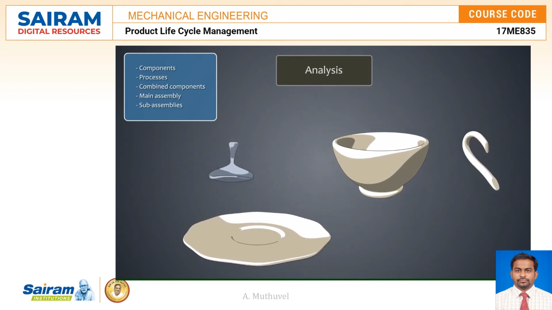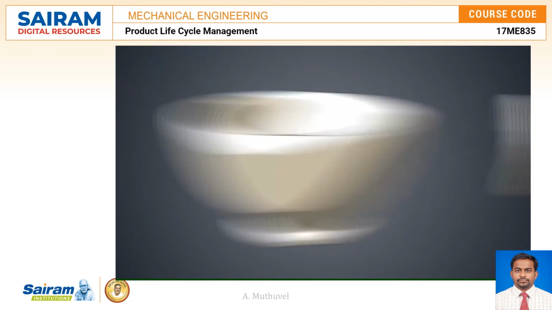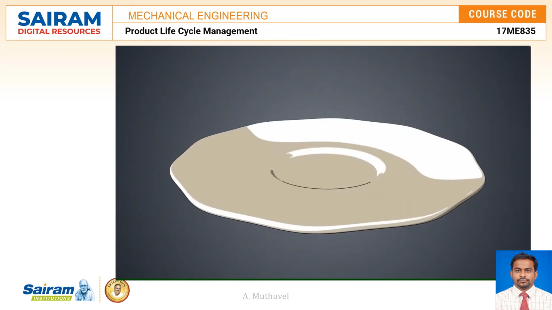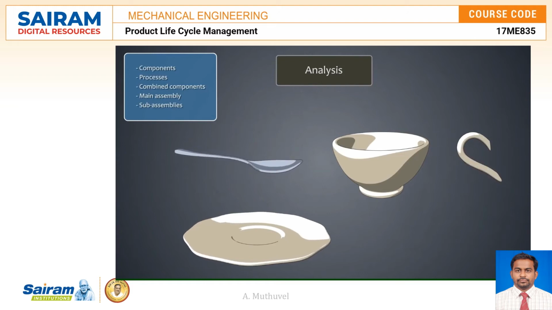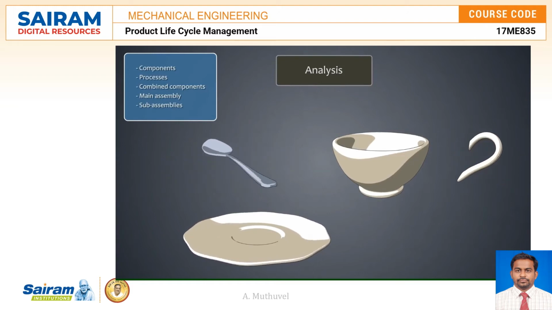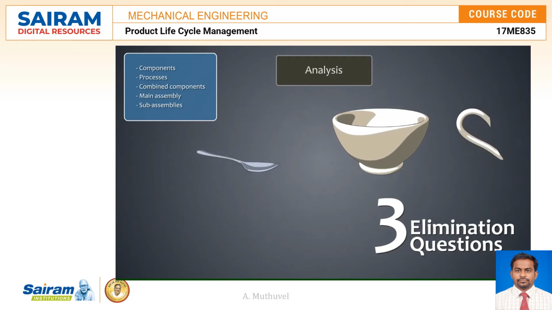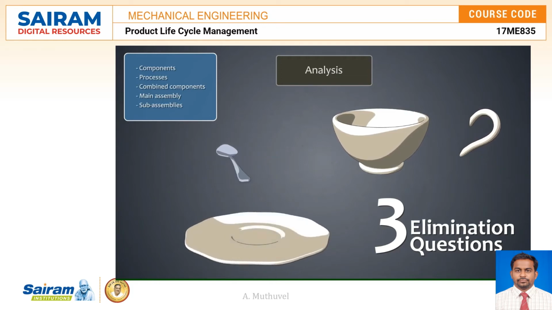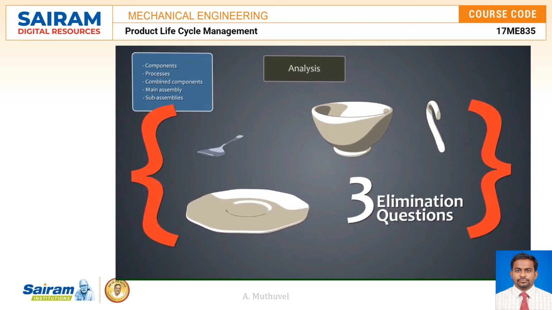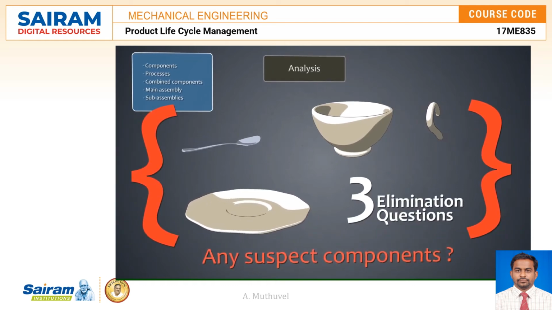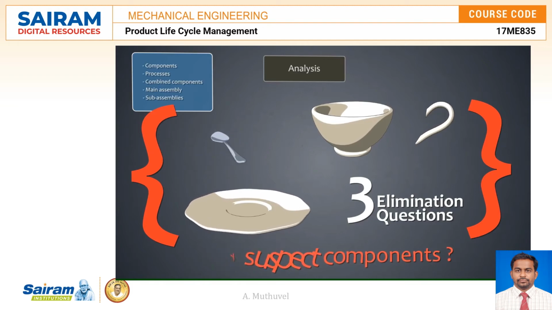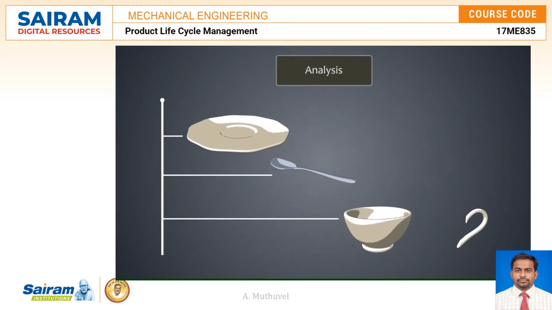In our tea set, components include the spoon, the ear, the cup, and the saucer. Individual components in the assembly diagram are evaluated by means of 3 elimination questions. The answers to these questions help determine whether the component can be eliminated without the loss of functionality through integration with other components. Components that could lose their right to exist in their current form are referred to as suspect components.